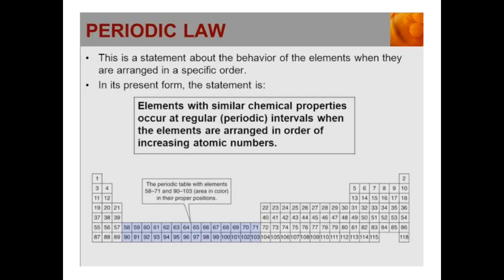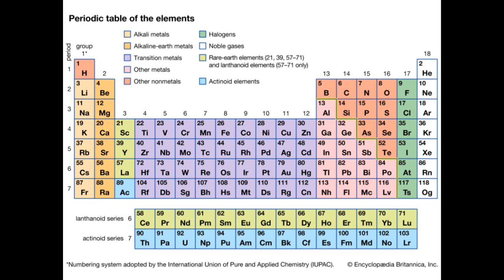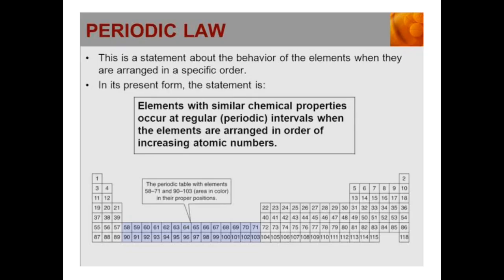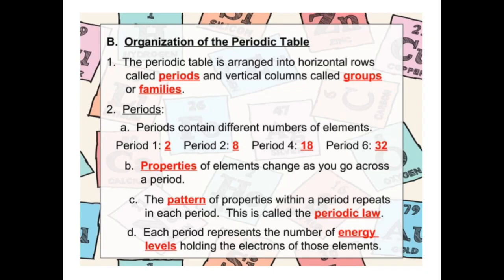When you are moving from top to bottom, you have the groups. So you have group 1, group 2, group 13, 14, 15, 16, 17, and 18. Then when you are moving from left to right, you have your periods. That's why you have period 1, period 2, period 3, period 4, 5, 6, 7. So in a typical periodic table, you have 18 groups and 7 periods.